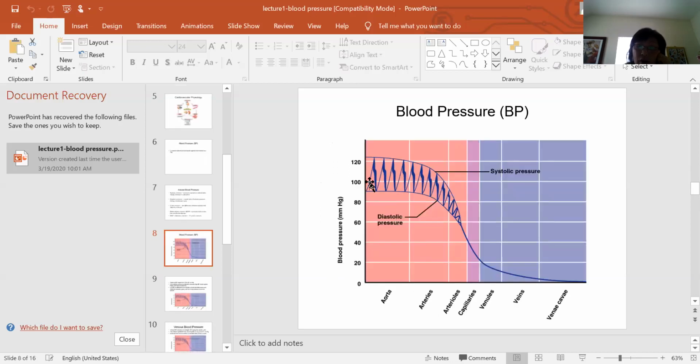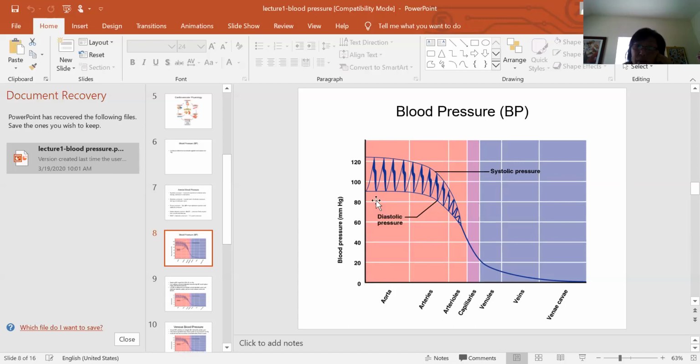Okay, on this diagram, you can see on the y-axis is the pressure changes. And you can see the highest one definitely is the systolic pressure. The lowest one here is the diastolic pressure. The difference between these two numbers will be the pulse pressure. The difference between the systolic and diastolic pressure is the pulse pressure.